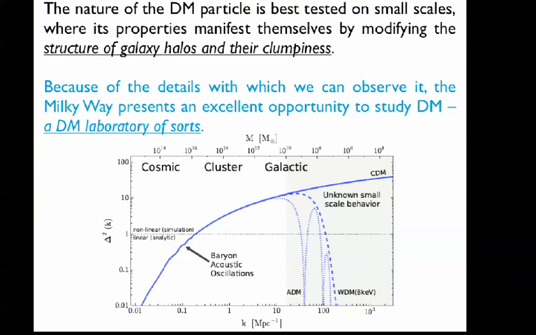While the cold dark matter paradigm has been extremely successful on large scales, the nature of the dark matter particle is best tested on small scales. The properties of dark matter itself will manifest by modifying the structure of galaxy halos, their substructure, the granularity of the components. This is a plot of the dimensionless power spectrum in cold dark matter versus other processes as a function of wave number or fluctuations. This is the mass scale involved. We go from cosmic scales to cluster to subgalactic scales. These are the scales I will be talking about next.